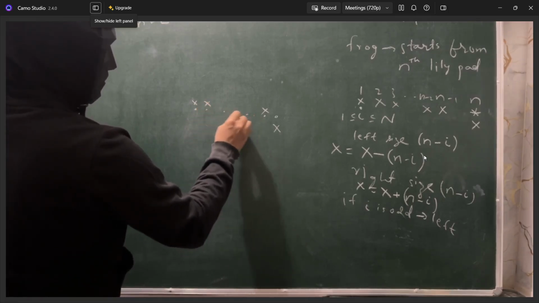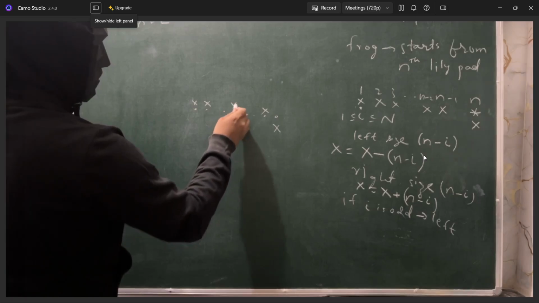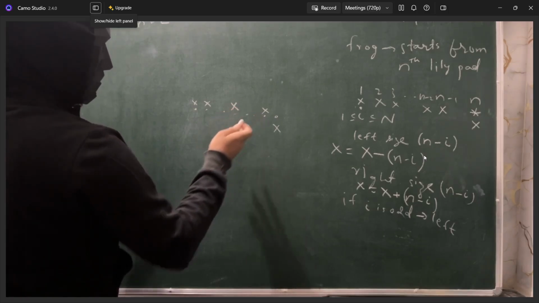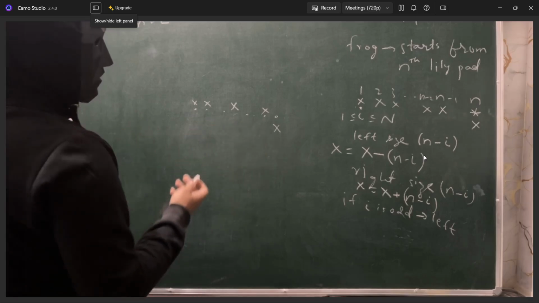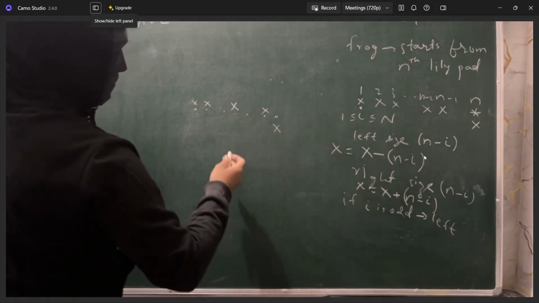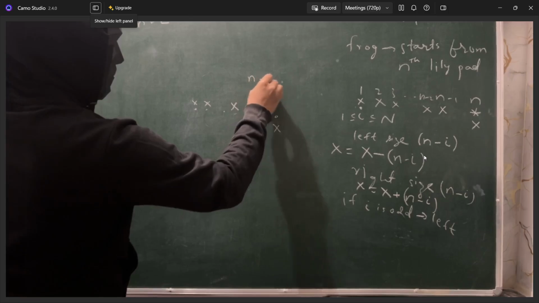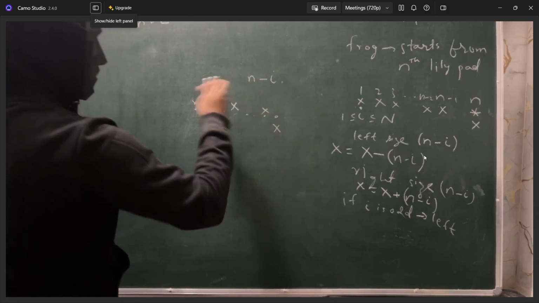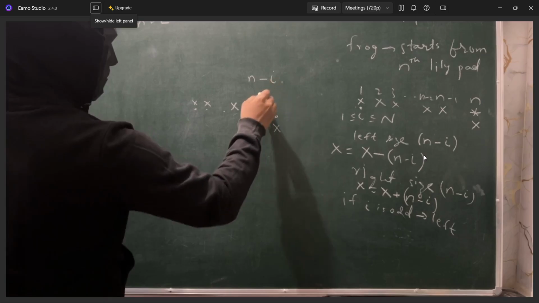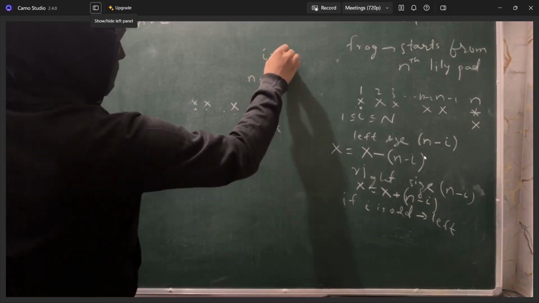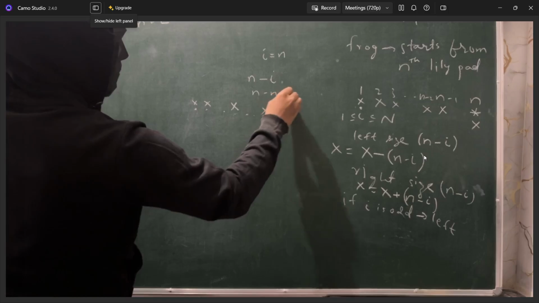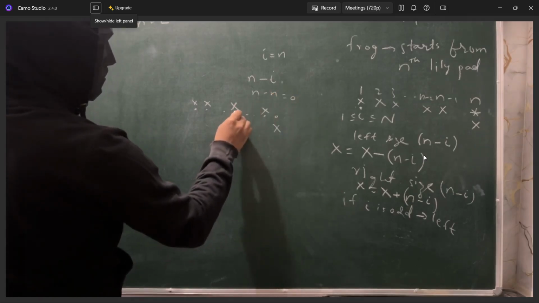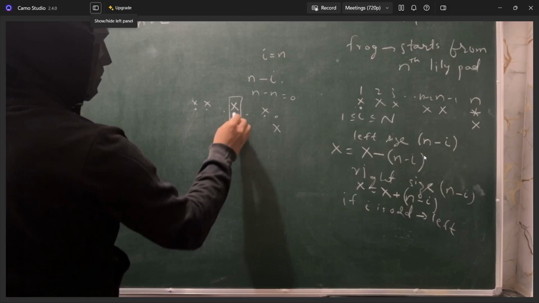Whenever these are the points, he will be at a position where he cannot jump, neither left side nor right side. This will happen only when i is equal to n. So n minus i distance you are moving either right side or left side, right? So when i is n, in the final step, n minus n is 0, so he'll not be moving any distance, so he'll be at one of the positions.